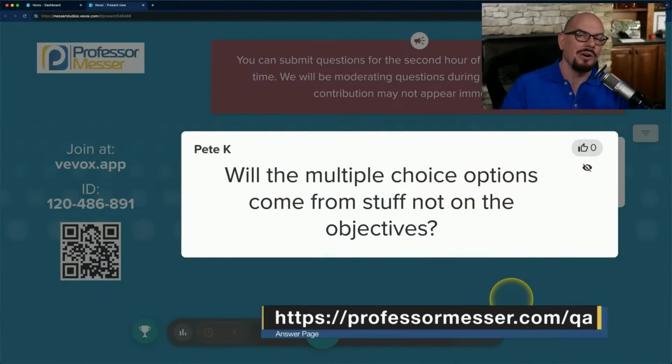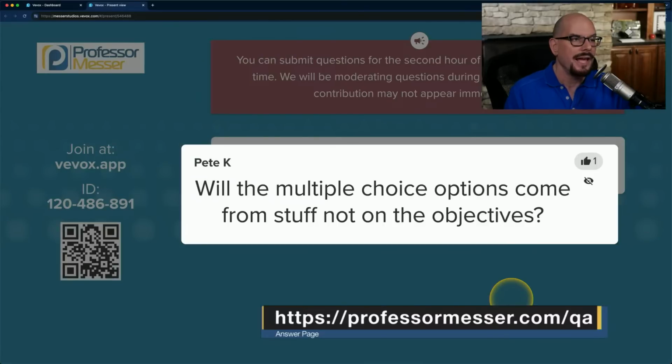Some people even ask, like Pete, who asked, will there be multiple choice options on the exam that aren't in the objectives? It's very, very rare. Rare to the point that you may find that the exams never deviate from the objectives. That's how close they stay to these.